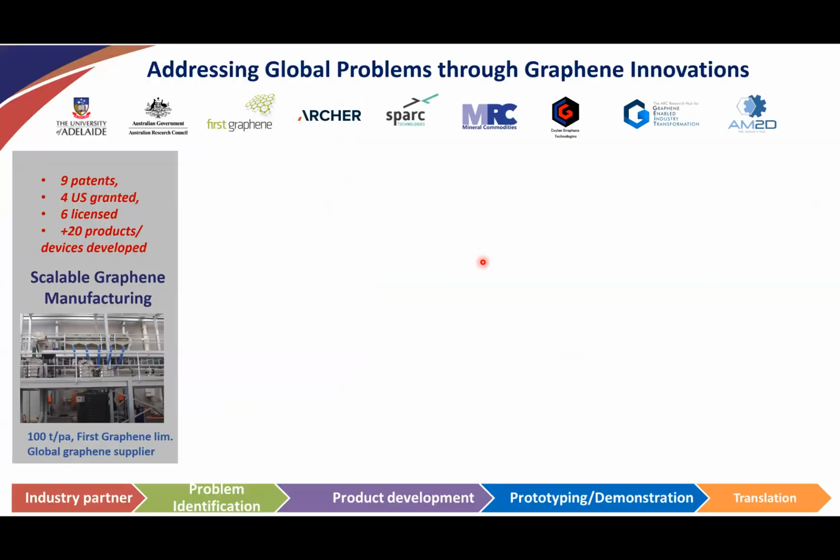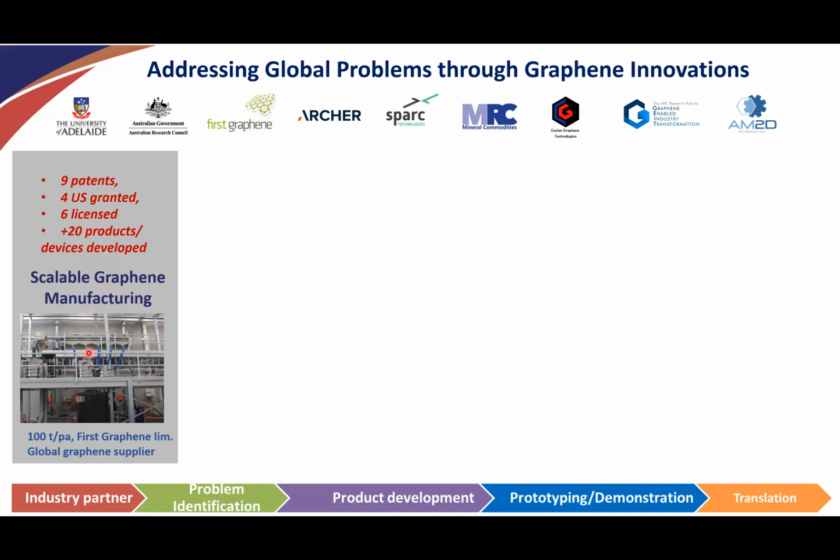Here is a very brief snapshot of the graphene R&D my team, supported by the ARC Graphene Research Hub, has been doing in the last several years. The aim of this national research program is to support translation of graphene research from academia to industry. Scalable graphene manufacturing was our first task and the most challenging problem for the graphene industry 7 years ago, which we successfully solved with our industry partner, First Graphene.